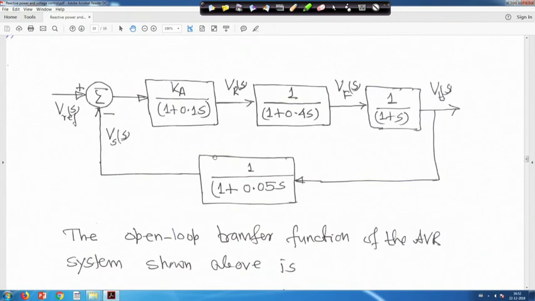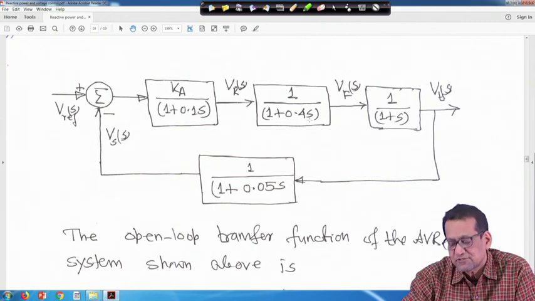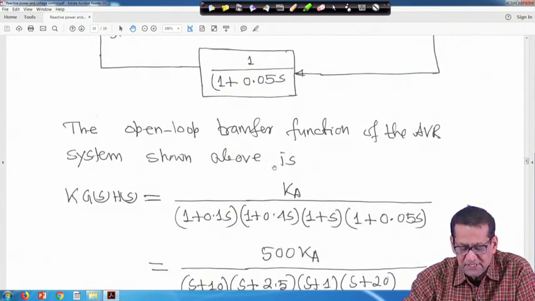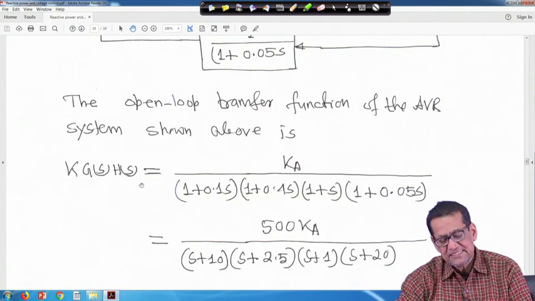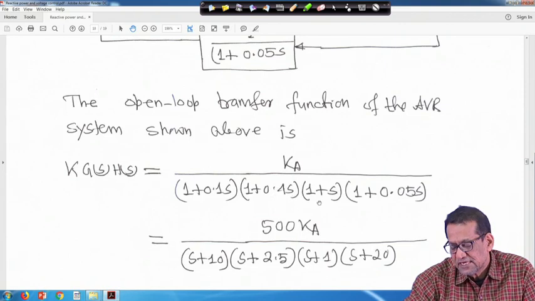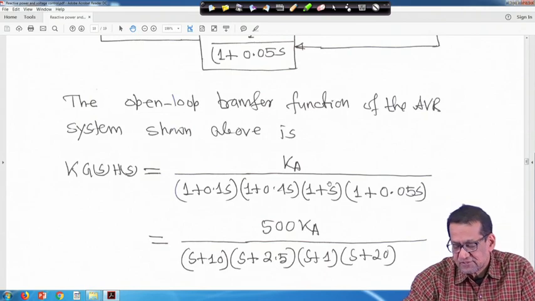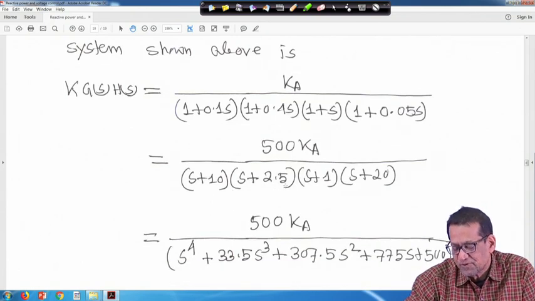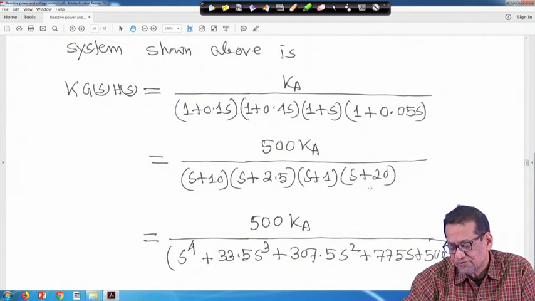Now, all these values are substituted and K is unknown, but all other values are substituted in this block diagram. The open loop transfer function G(s)H(s) of the AVR system shown above will be K upon 1 plus 0.1 s into 1 plus 0.4 s into 1 plus s into 1 plus 0.05 s. If you simplify like this, it will come 500 K upon s plus 10 into s plus 2.5 into s plus 1 into s plus 20.